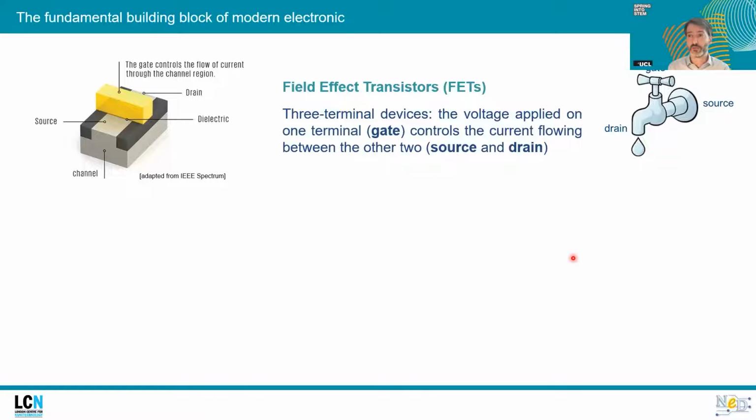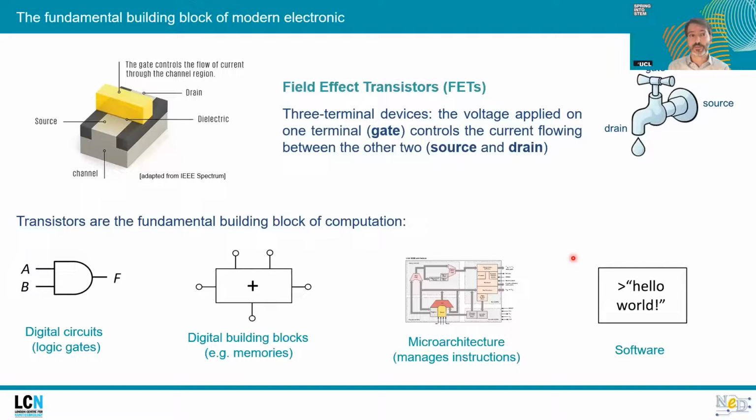Indeed, for example, if you look at computation, field effect transistors are coupled to form digital circuits, so logic gates working on Boolean algebra. Then these gates are combined together to form building blocks, such as memories. Then different building blocks are combined together to form microarchitectures, and eventually that's the interface that we see when we use software. But essentially the most fundamental component of all electronics is the transistor.